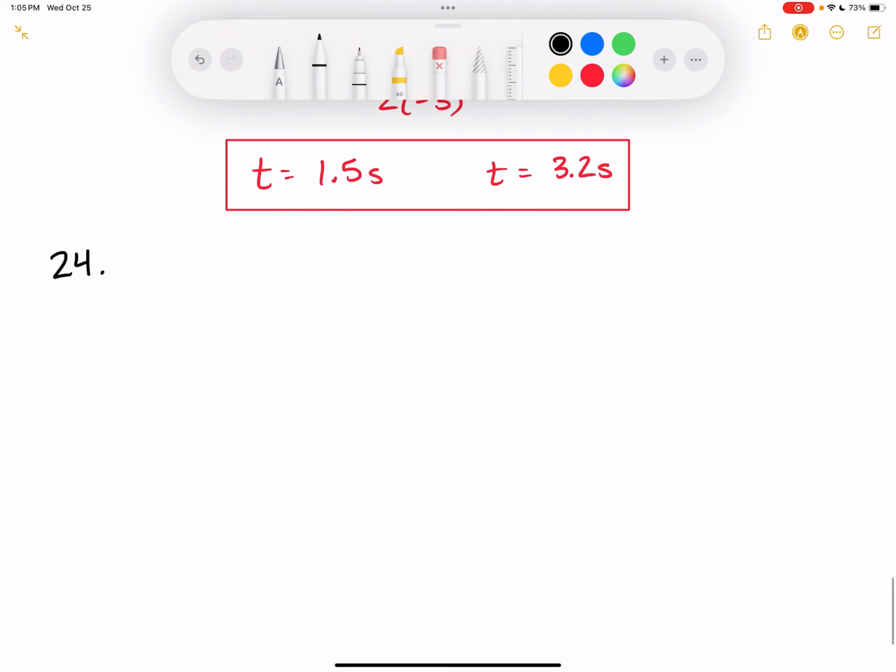All right, 24. Stop. A body's velocity at time t seconds is v equals 2t cubed minus 9t squared plus 12t minus 5 meters per second. Find the body's speed each time the acceleration is 0.